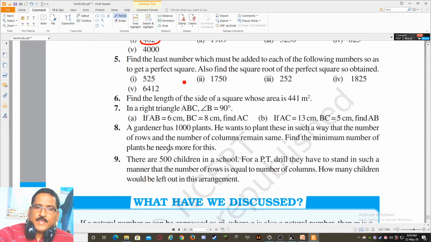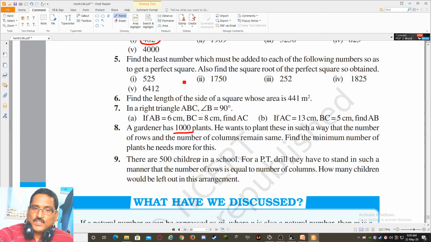Okay, a gardener has 1,000 plants. He wants to put them in such a way that the number of rows equals the number of columns. Find the minimum number of plants needed to add. That means 1,000 is not a perfect square number. I have to arrange it. Some remainder is coming. Whatever remainder is coming, I have to add something. That means you have to follow the addition rule. So whatever the quotient is coming, we have to make it one more and square it, and thereafter subtract this 1,000. That many plants we have to add.